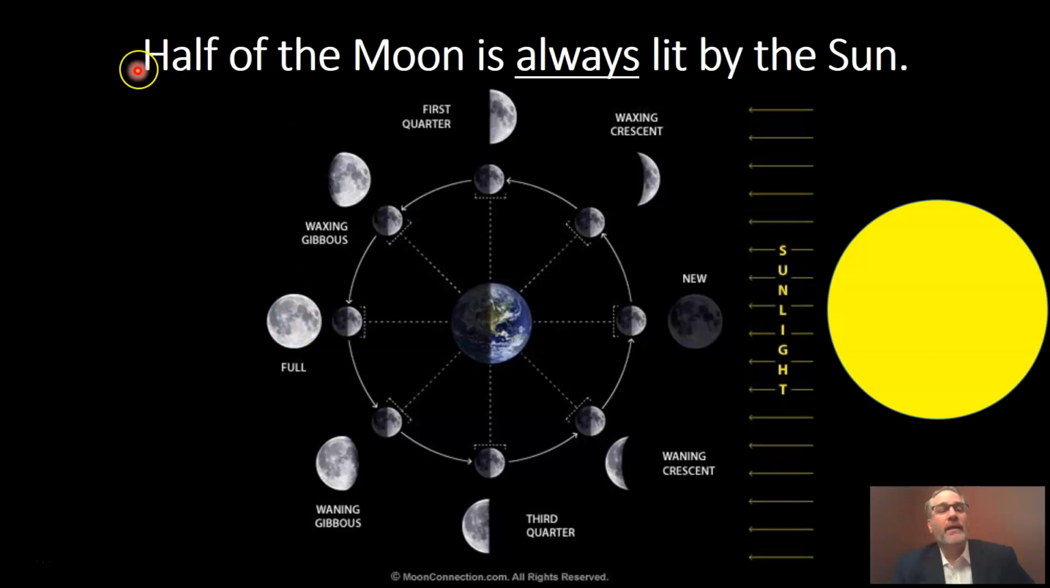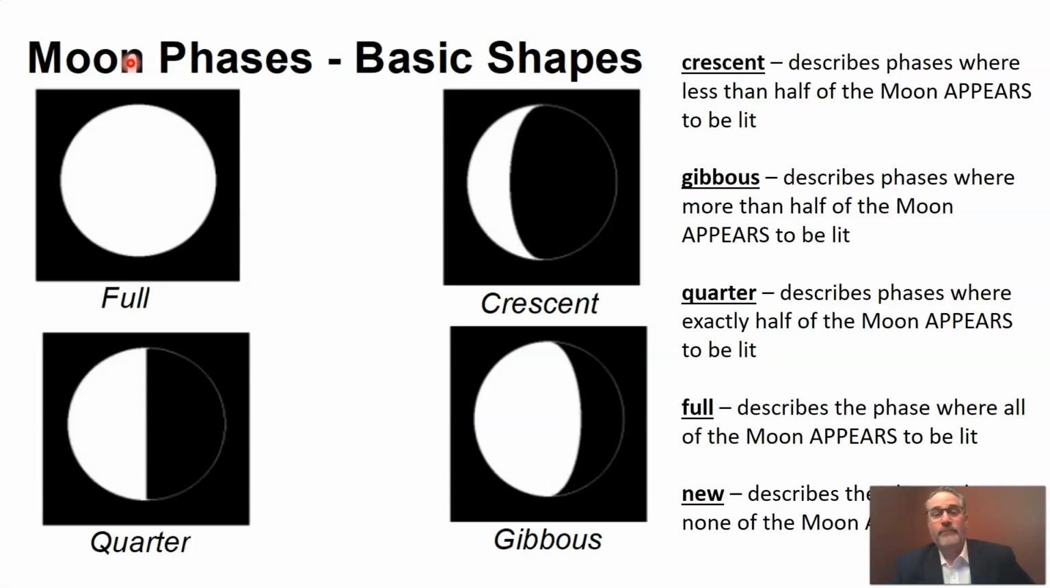That's a big idea, and that's going to help you to remember that it is not Earth's shadow causing the moon phases. Half of the moon is always lit by the sun. That doesn't change. So we need to be cognizant. We need to be able to really draw, and we need to be able to list these really basic moon phases. So these are some shapes that you need to be able to recognize.